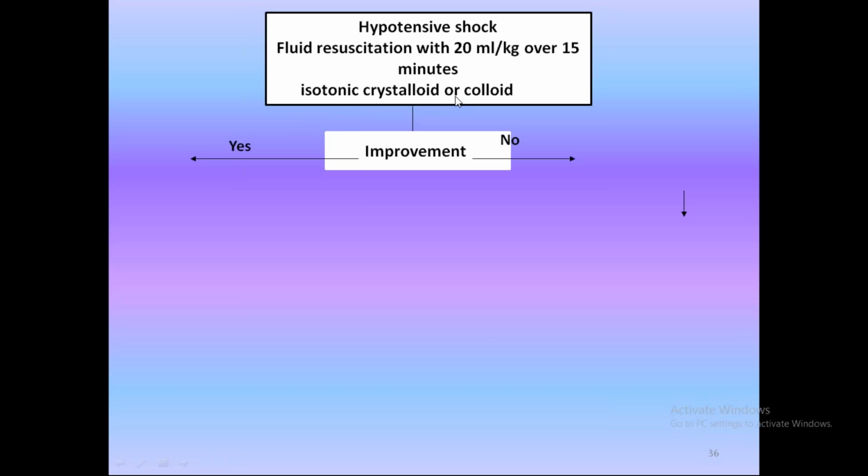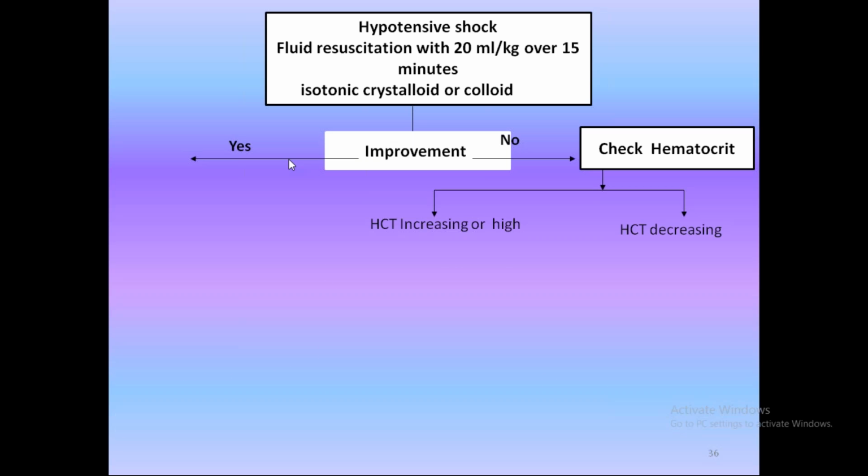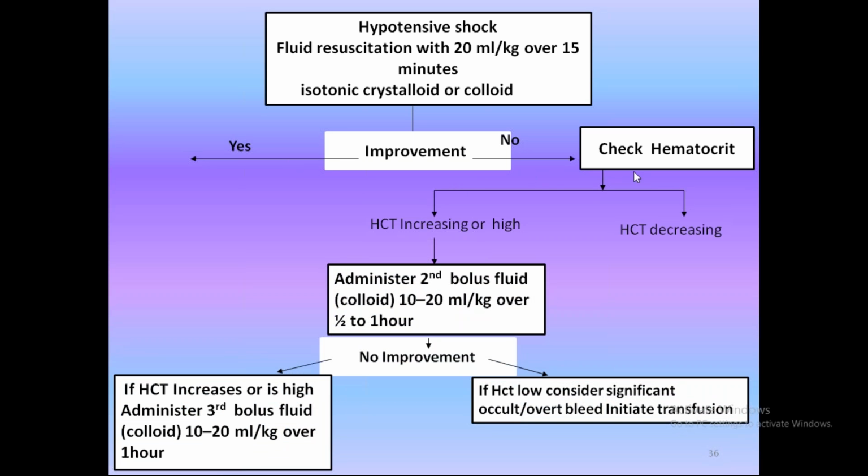Isotonic crystalloids or colloids we can use. Crystalloids means fluids like normal saline and Ringer's lactate. Colloids like albumin or dextran, that is Haemaccel, like that we can use. If there is improvement, we will assess for the shock symptoms and signs, and then we will decrease the fluids. If there is no improvement, check the hematocrit value, that is the PCV value.